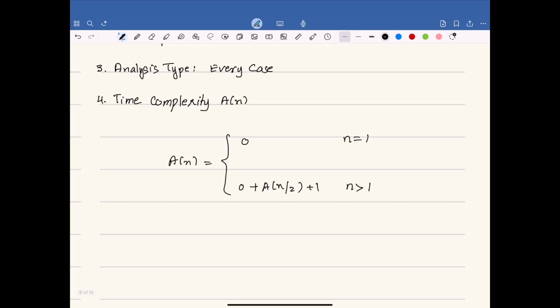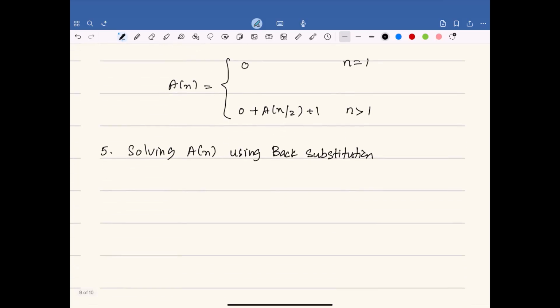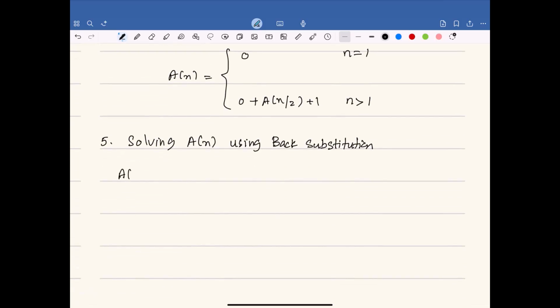The last step is solving the recurrence relation and finding its growth rate and efficiency class. So step 5, solving the recurrence relation A of n using back substitution. So first we write the recurrence relation, which is A of n is equal to A of n over 2 plus 1. We need to write some of its iterations in the draft area. This is the draft area.